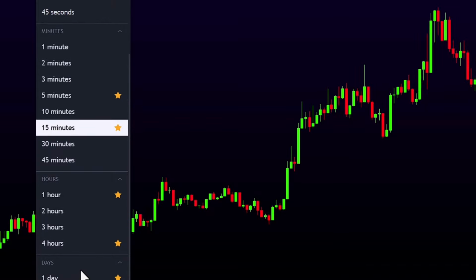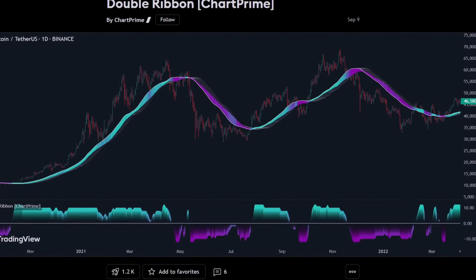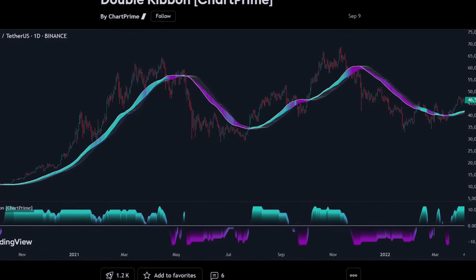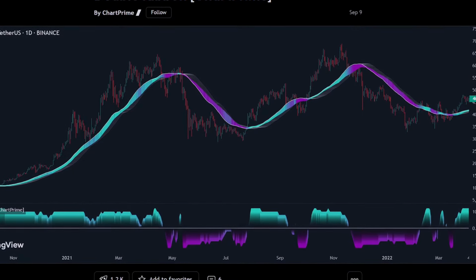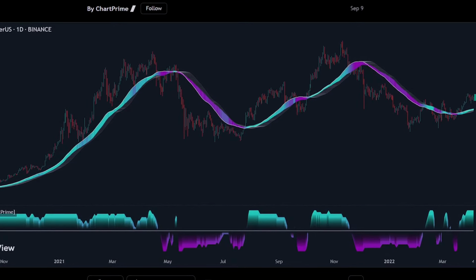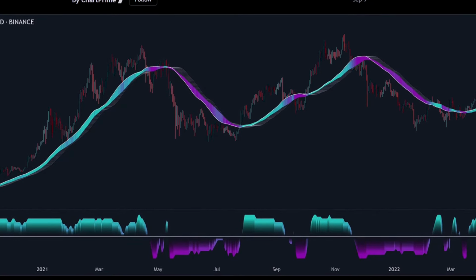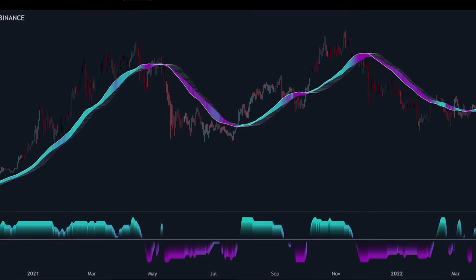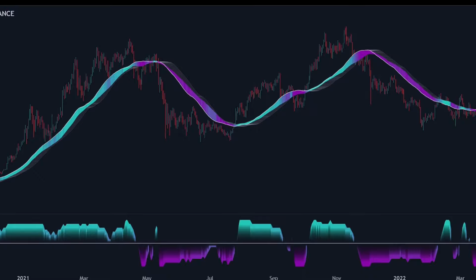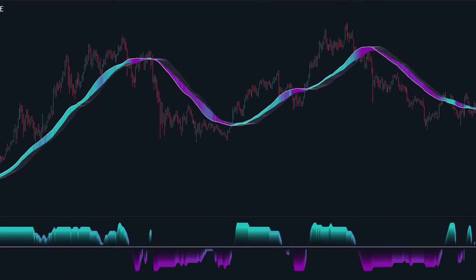Pretty awesome, right? The first indicator we use is the double ribbon indicator by Chart Prime. This fantastic tool combines 2 sets of simple moving averages into a clear, easy to read ribbon, making it super intuitive to assess market trends and momentum. You'll be able to spot those profitable trading opportunities like a pro.